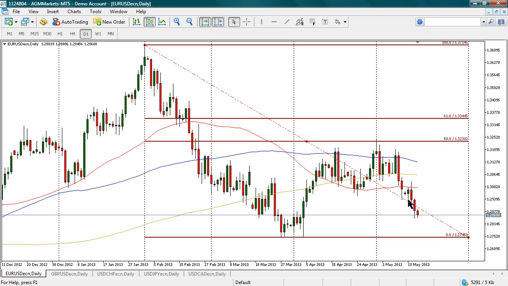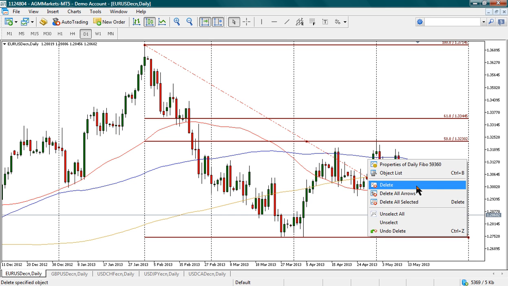So you can see here what happened. It got very choppy in between those two fib setups. It was a big battle, but we also had the moving averages here as well, so we had some very choppy action. But now it looks like the bears are in control, and they'll be looking to break the lows here at the 0% line.